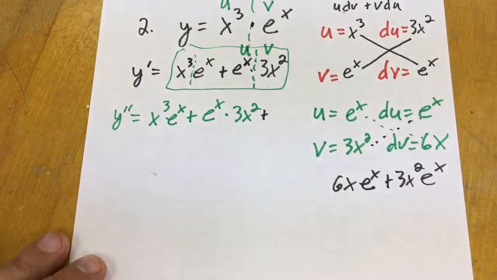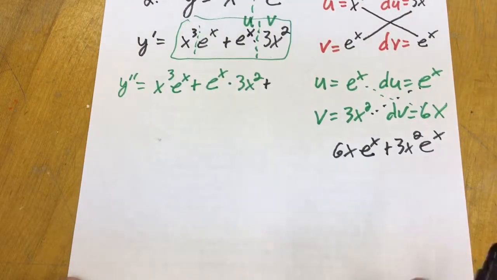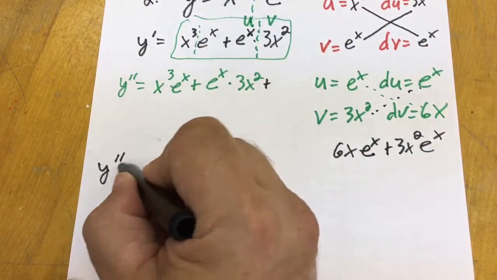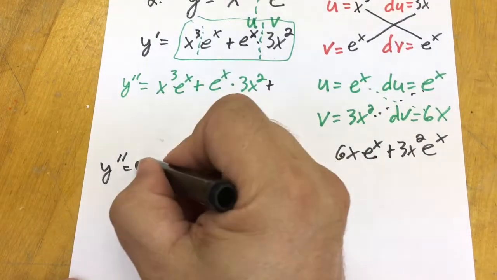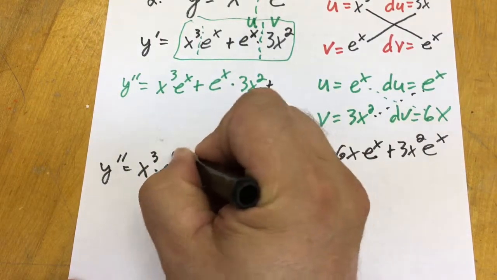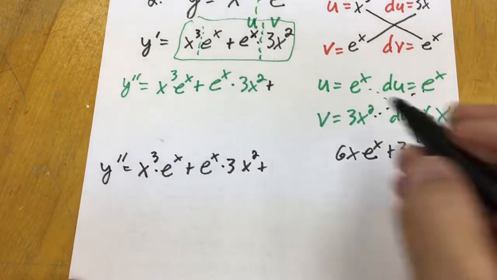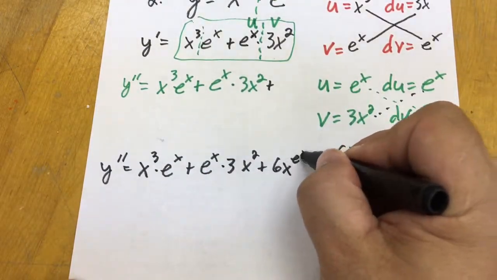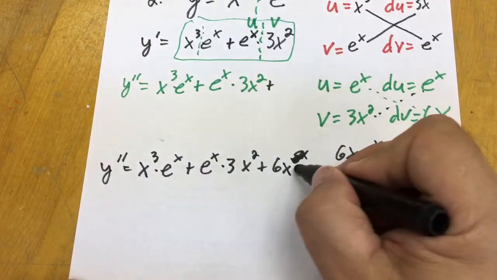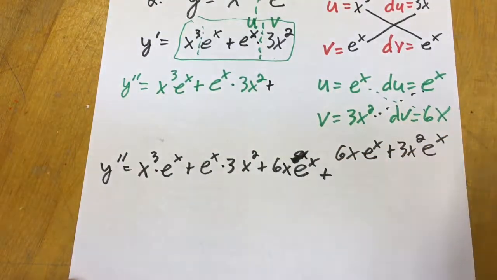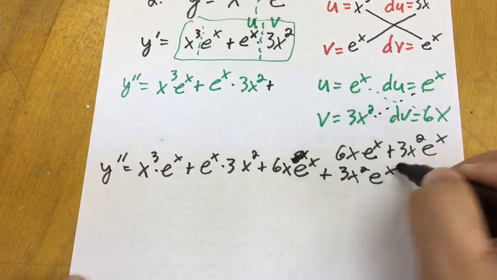Now I have to add that to that, so this is starting to take up a little bit of space. So y double prime actually equals x cubed times e to the x plus e to the x times 3x squared plus 6x e to the x plus 3x squared e to the x.